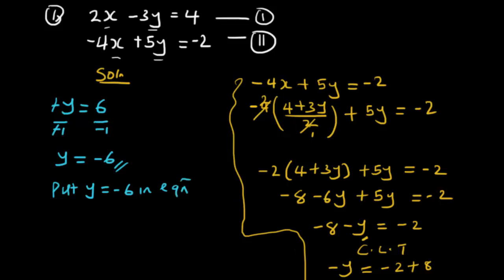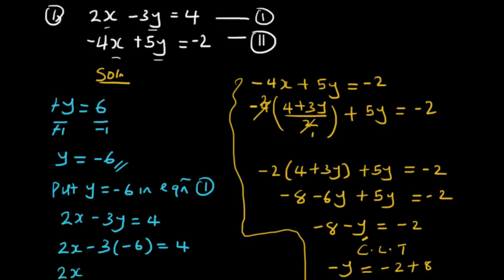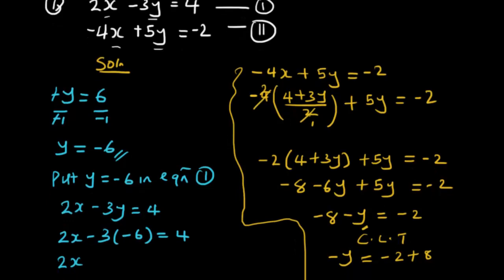Now to find x, we put y equals minus 6 in either equation 1 or 2. So I put it in equation 1. So I'm having 2x minus 3y equals 4. Remember, I told you, you always write the equation first before you substitute. So I'll be having 2x minus, anywhere I see y, I call it minus 6. So 3 into bracket minus 6 equals 4. So I'll be having 2x minus 3 times minus 6 will give me plus 6 times 3 is 18. So I'll be having 2x plus 18 equals 4.